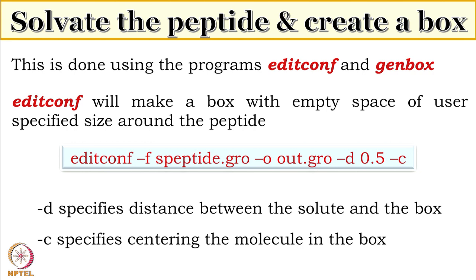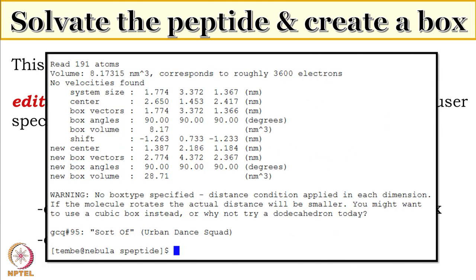Okay. So now that I have my GRO file and I have my box around the peptide, I'll now solvate the peptide using the command genbox. After the editconf command, you will get something like this, where you will have your system size, center of the box, box vector, box angle, and all this stuff.